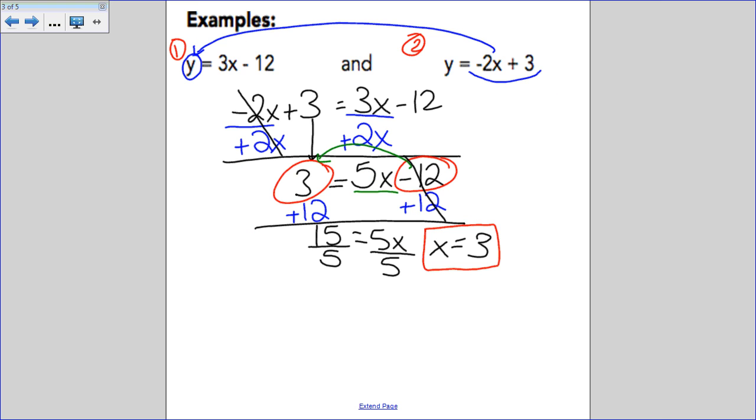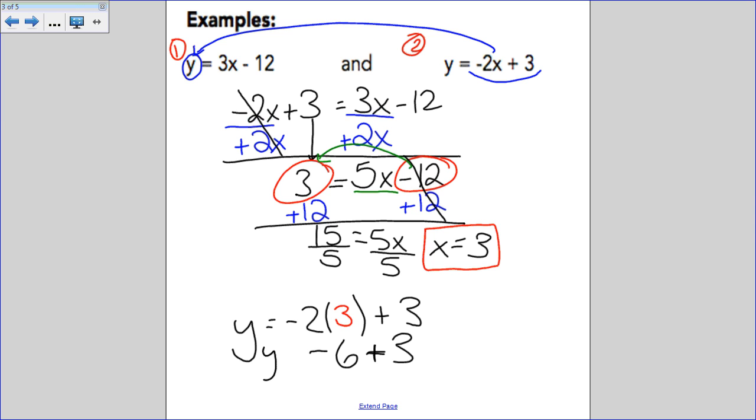Now that I have x equals 3, can I plug it back into an equation? Yeah, of course we can. Let's plug it back into the second equation because that's the one that we manipulated. So I'm going to say y equals negative 2 times the quantity of what? We said x is 3, plus 3. Negative 2 times 3 is negative 6 plus 3.